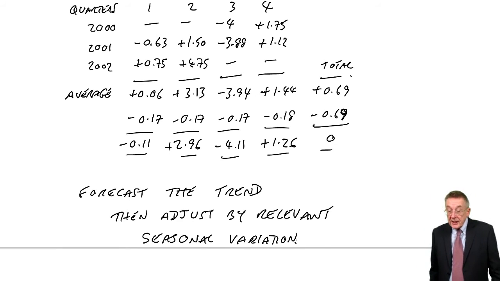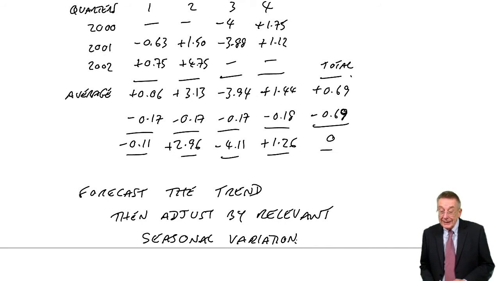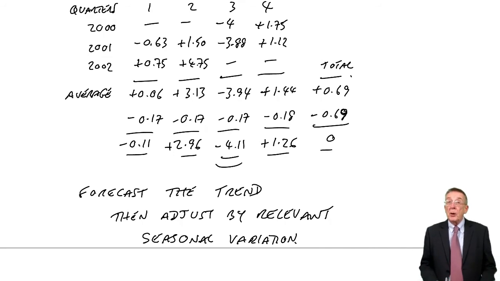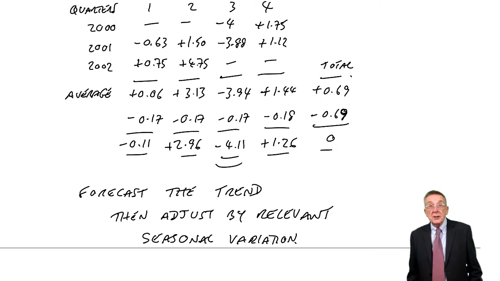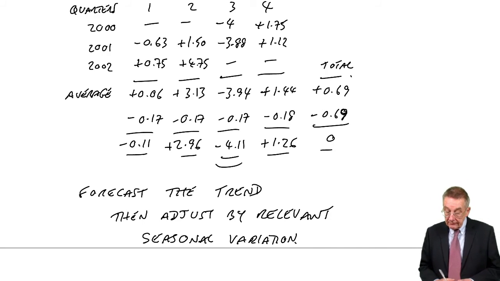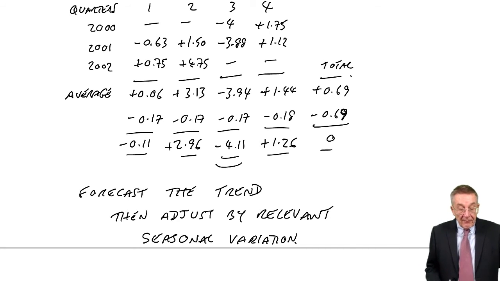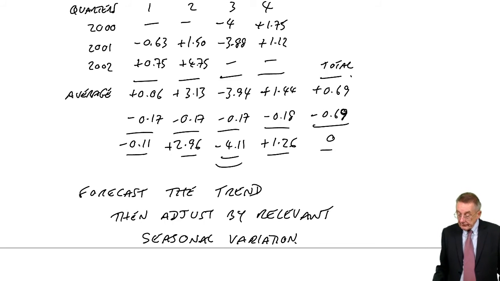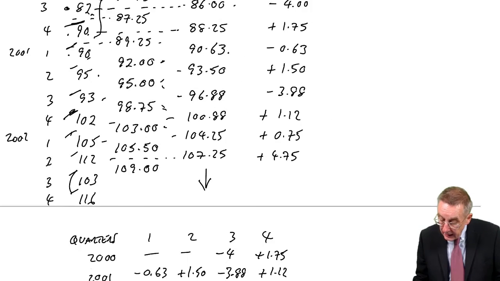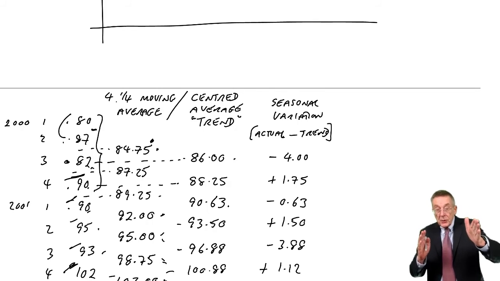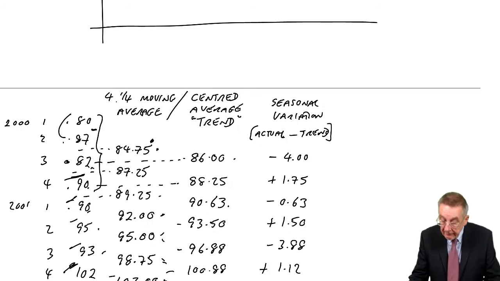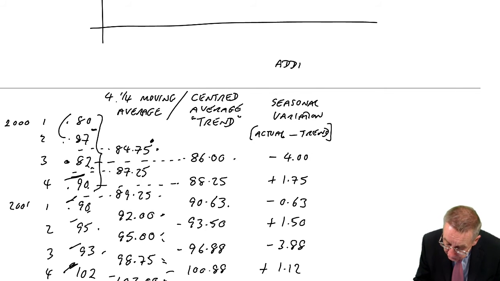So if, for instance, you were forecasting quarter 3 of next year, you'd forecast the trend, but then you'd reduce it by 4.11, because we know quarter 3 is always down on average, whereas quarter 2, we know that's always up on average. But there we are. A lovely little exercise. I say there we are, except for just one thing. What we've just done, working out the seasonal variation as the difference between the actual sales and the trend, is called the additive model.